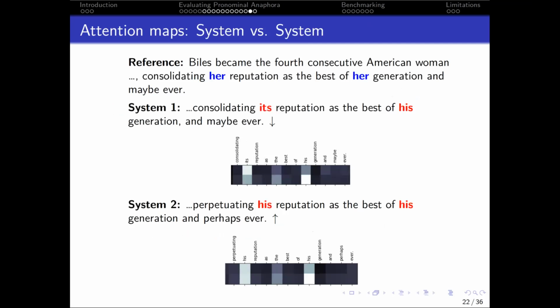Here's, I think, a more interesting example. We have a reference where we're talking about Biles, who became the 4th consecutive American woman, consolidating her reputation as the best of her generation. So this is the reference translation. If we look at system 1, it's produced consolidating its reputation and the best of his generation. The model gives it a lower score compared to system 2, which produces his reputation and his generation. So the model gives this a slightly higher score than system 1.